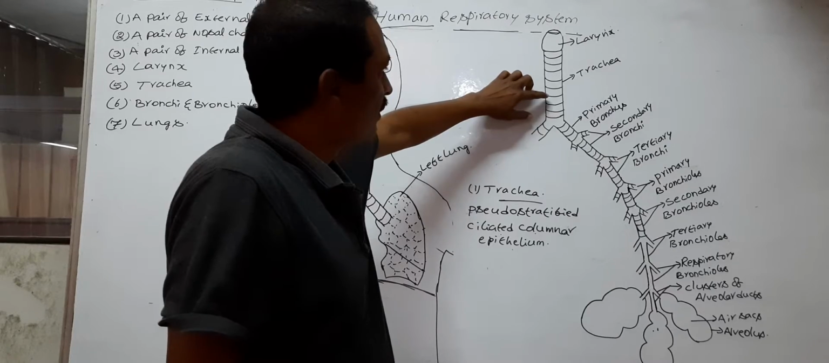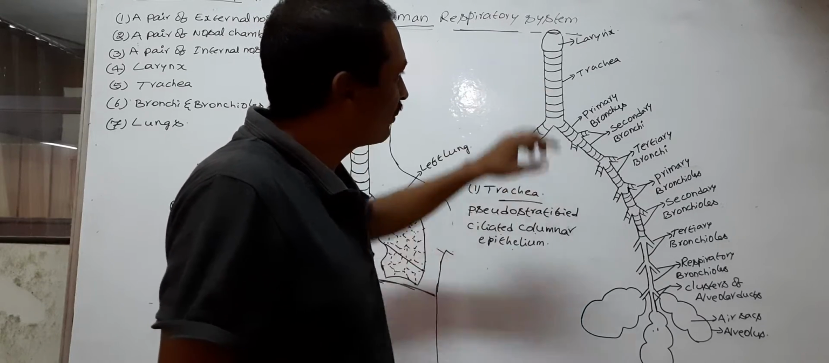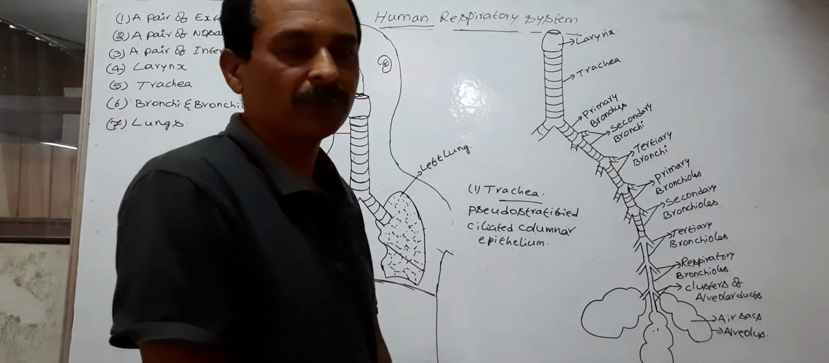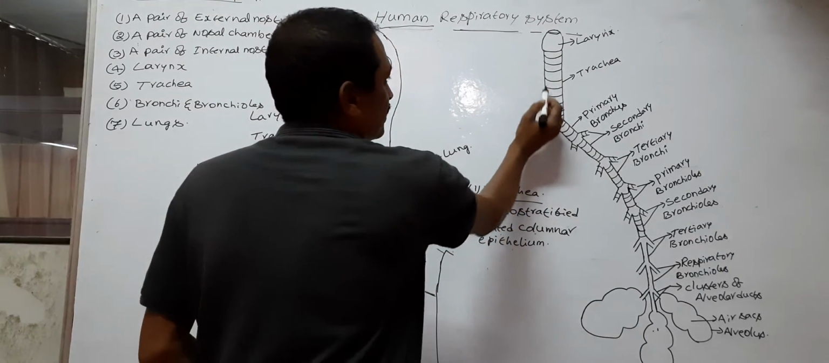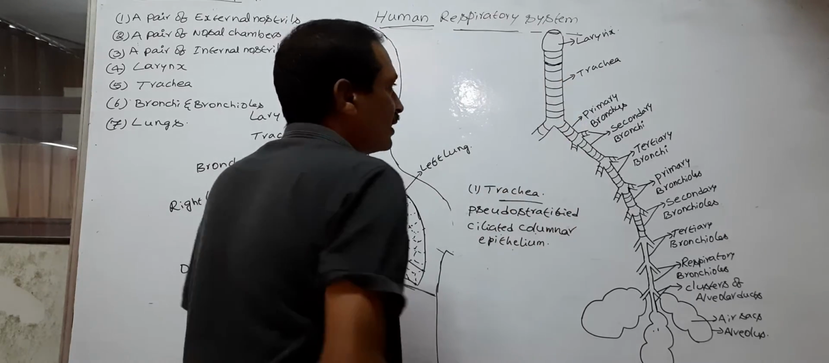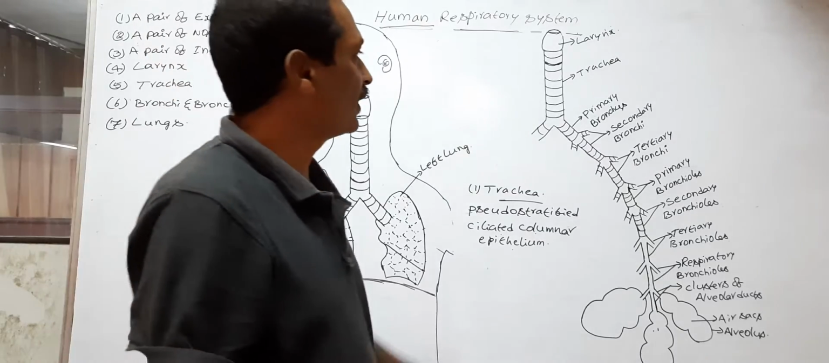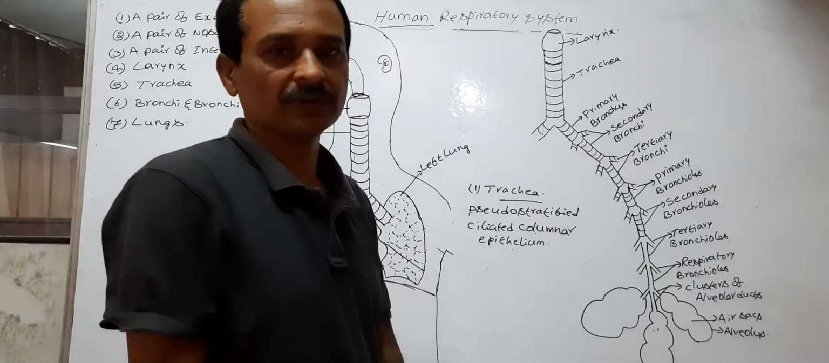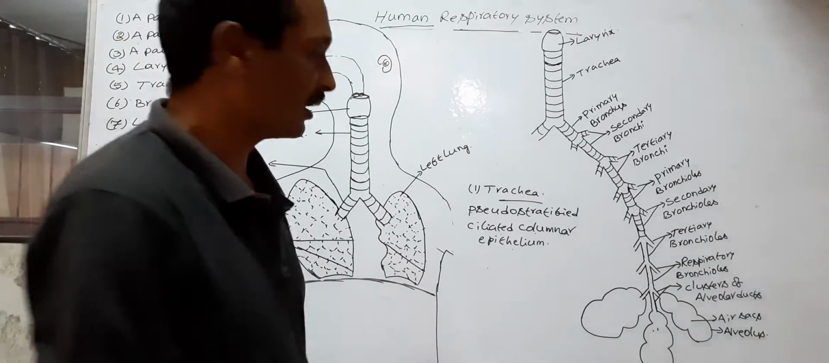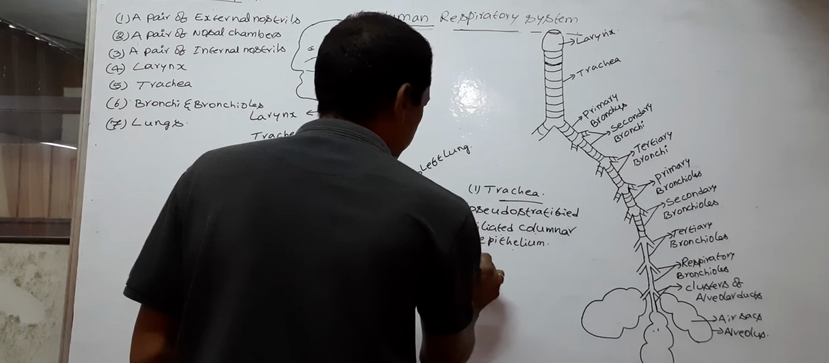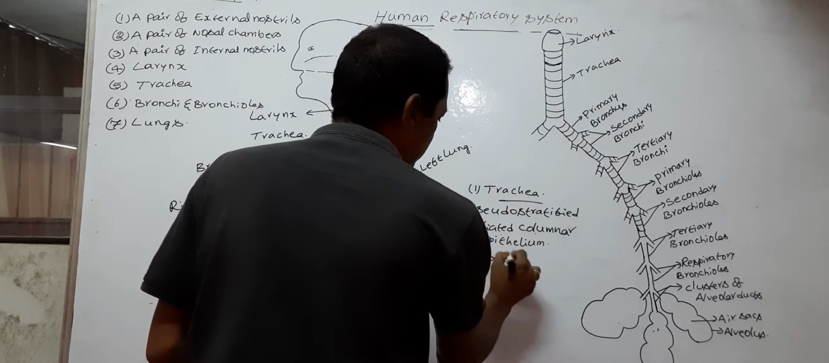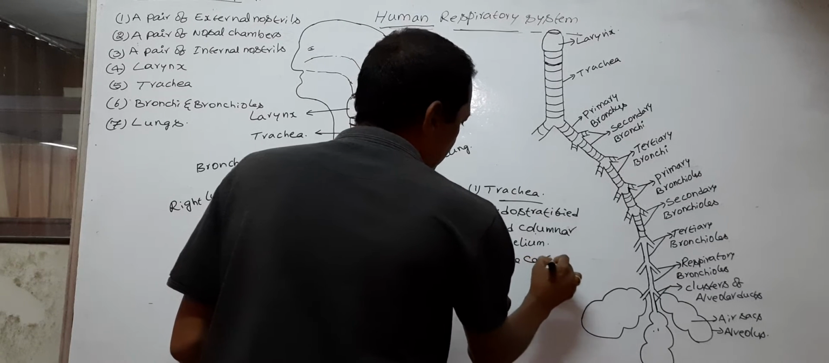Next, the wall of the trachea is supported by C-shaped rings. These are made of hyaline cartilage. So the C-shaped rings are made of hyaline cartilage.